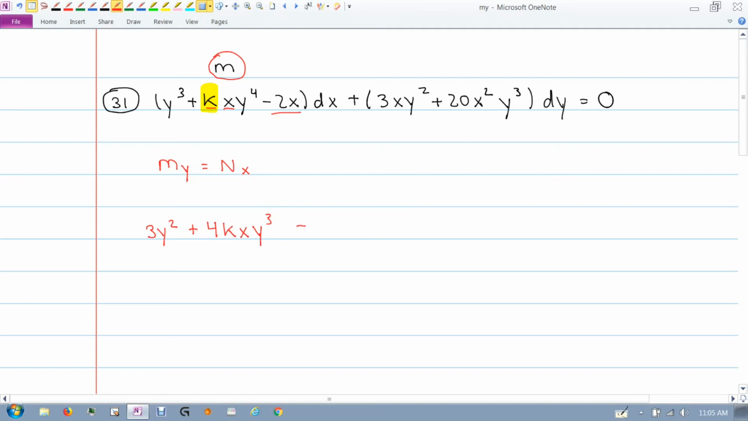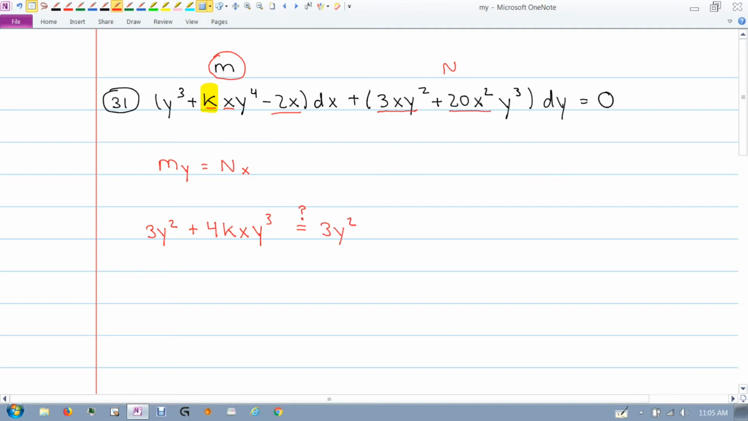So we need this to be equal to the partial of N over here with respect to x. So if we differentiate with respect to x right here, all we get is 3y squared.